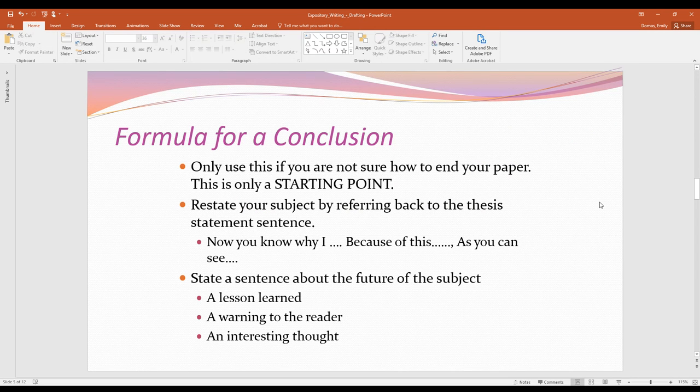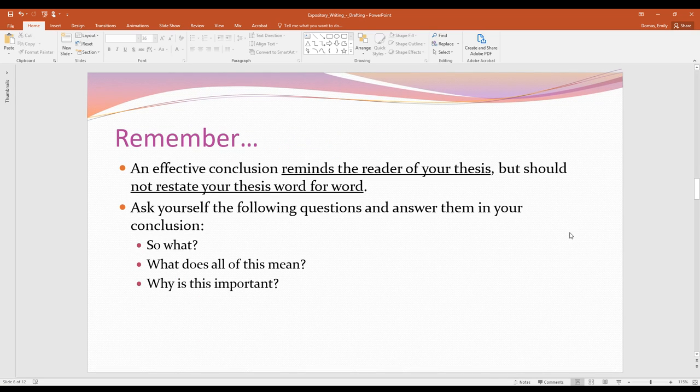A formula for conclusion, remember, only use this if you are not sure how to end your paper. This is only a starting point. Restate your subject by referring back to the thesis statement sentence: "Now you know why," or "because of this," or "as you can see." State a sentence about the future of the subject, a lesson learned, a warning to the reader, an interesting thought. Remember, an effective conclusion reminds the reader of your thesis, but should not restate your thesis word for word.